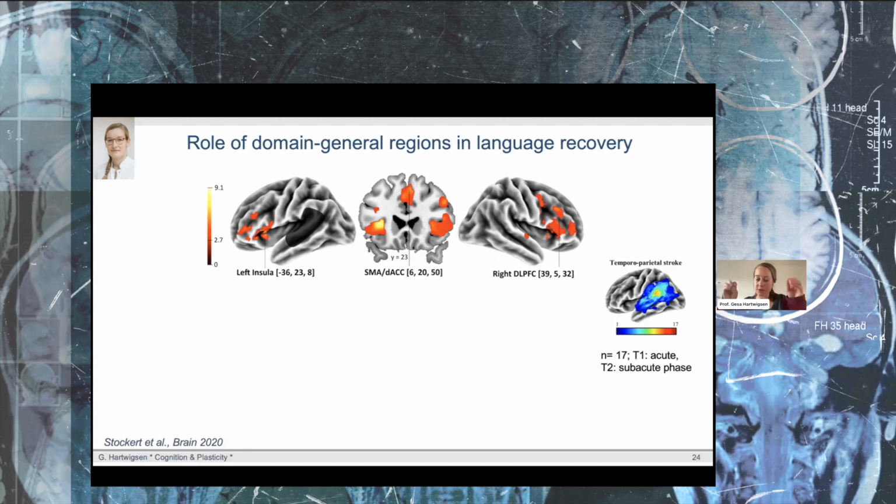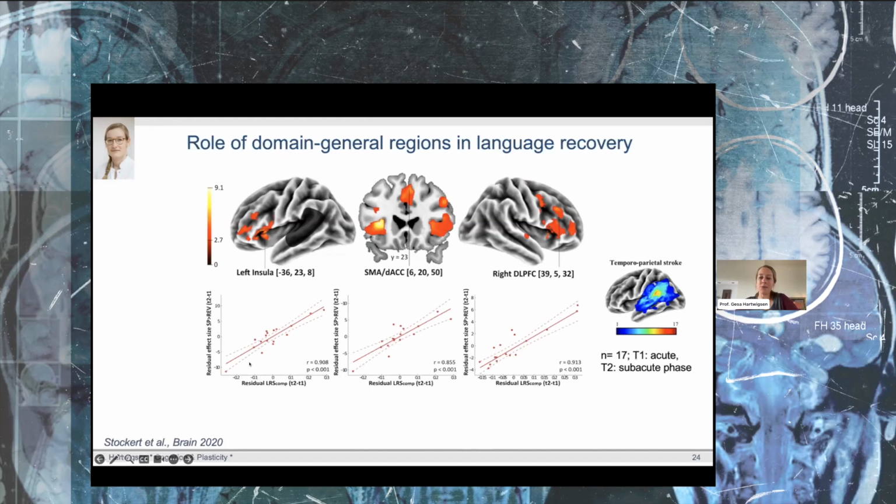And these are areas of different domain general networks, including, like for the SMA, this multiple demand network for cognitive control. And now, interestingly, this was also related to better task performance or language improvement. So you can quantify the amount of language improvement with neuropsychological test batteries. Here we use the standard battery that is the Aachen aphasia battery.